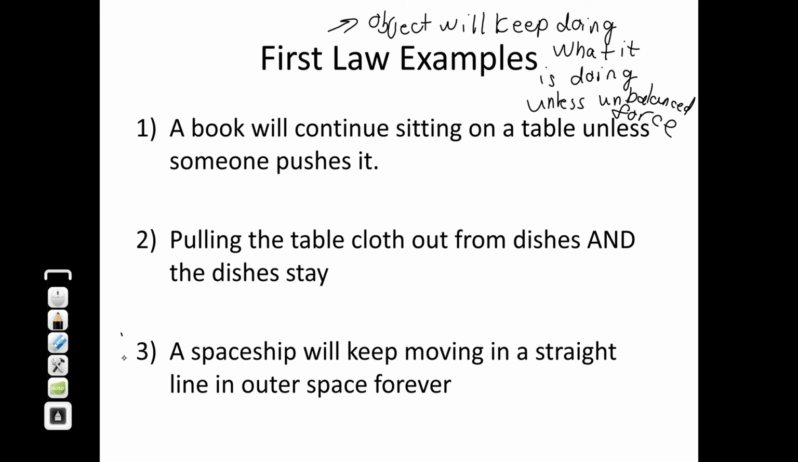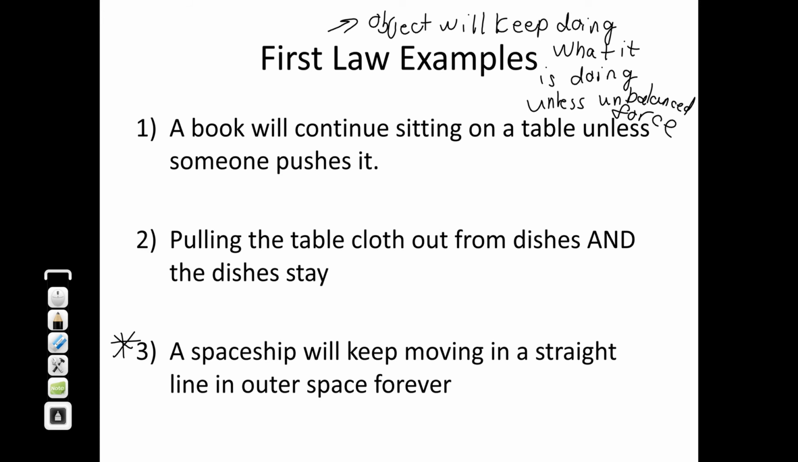Another very good one that I have not mentioned is this last one, an example of an object continuing to do what it's doing. A spaceship will keep moving in a straight line in outer space forever. Obviously, until it gets pulled in by a planet with good gravity. But if you're really far away from any planet, you'll keep going at one speed in one direction forever, until something acts on it from the outside.